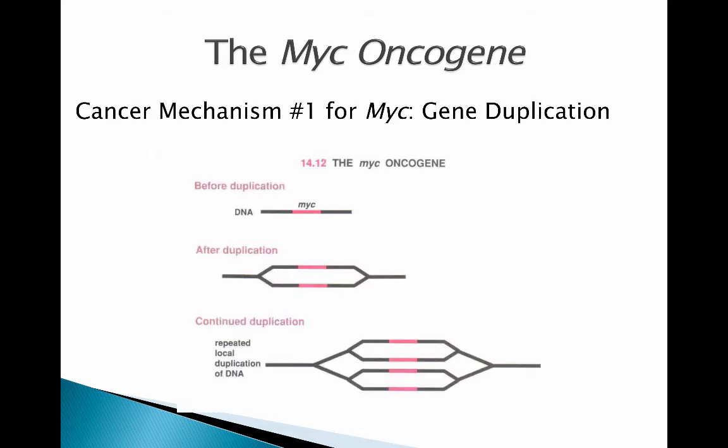So it's just a real quick picture. It just shows the mechanism for gene duplication, so you end up with copy after copy being made. Even 1 or 2 extra copies could be bad. Here they show 4.